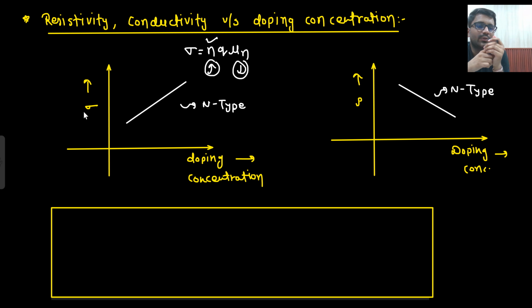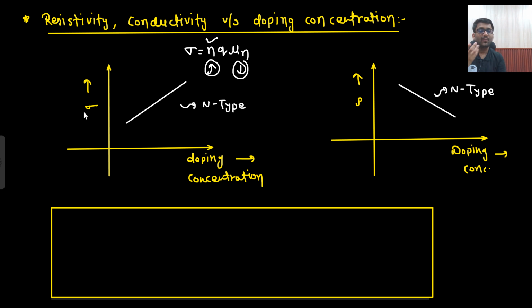In the next lecture we are going to study a topic called the minimum conductivity condition. In that, you will see that in a p-type semiconductor, if I do the doping, at a certain doping you will get the minimum conductivity, and after that it will increase. But in an n-type semiconductor, the conductivity will always keep on increasing.